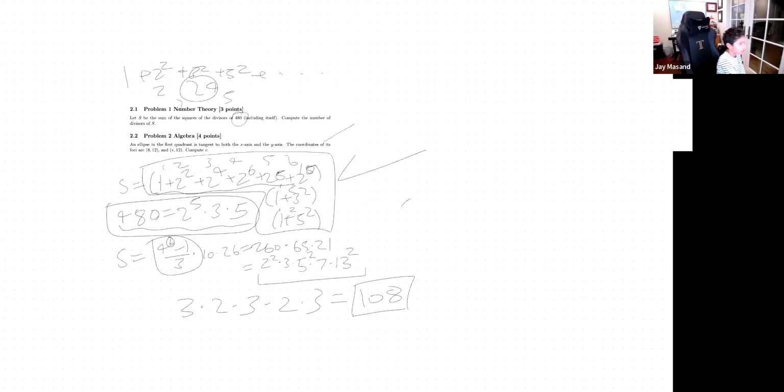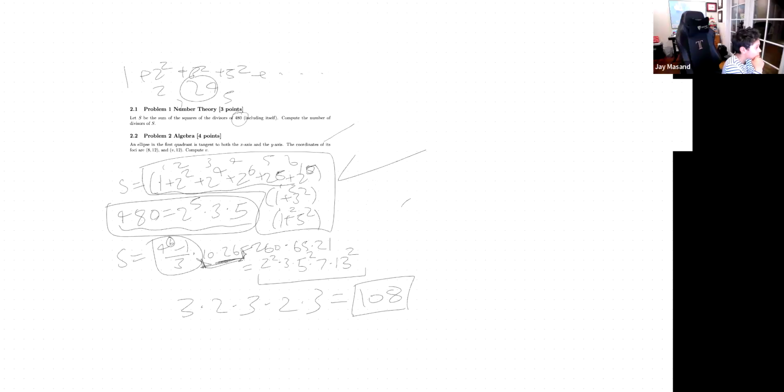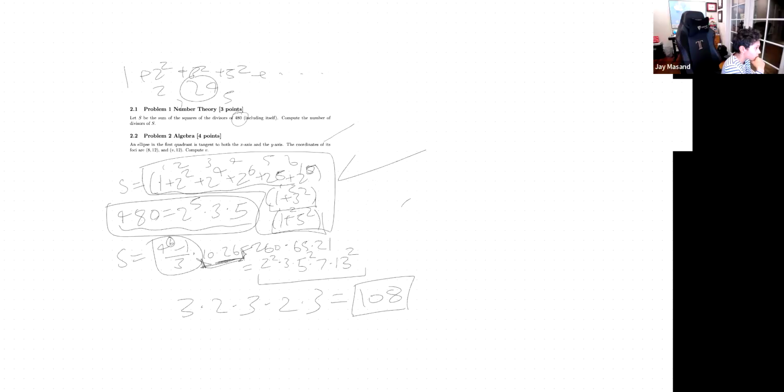Yeah. And we get it by finding the sum, which we know is 4 to the 6 minus 1 divided by 3. But how do we go from 4 to the 6 minus 1 divided by 3 to 108? Times 6 here. 10 times 26 there. Oh, because that's just the 1 plus 3 squared and the 1 plus 5 squared. Oh, okay. Does that make sense?